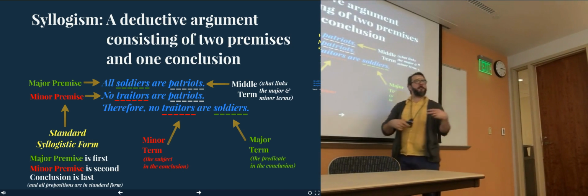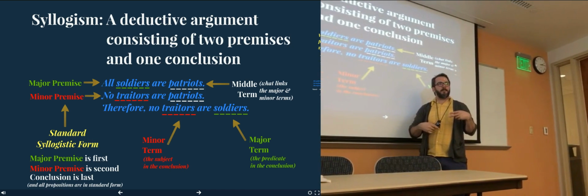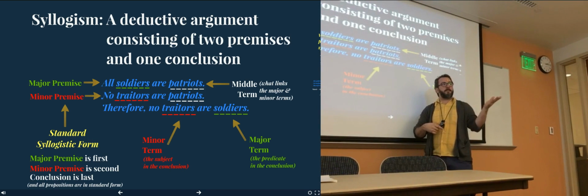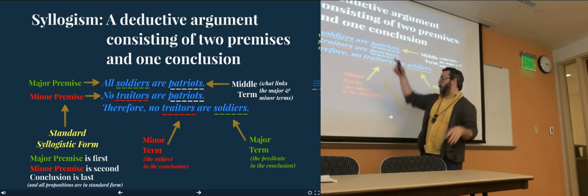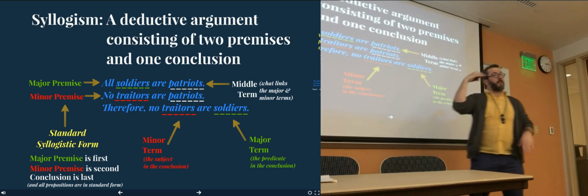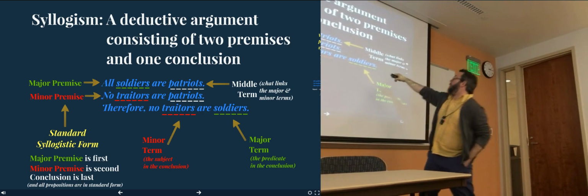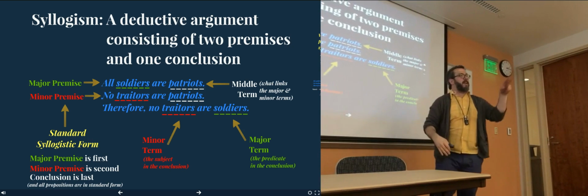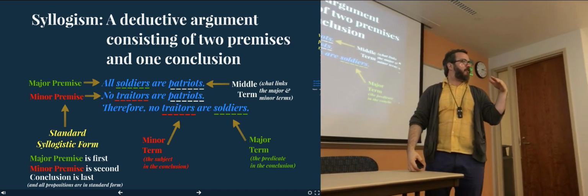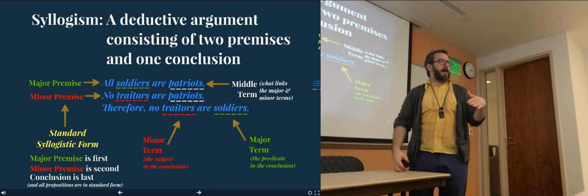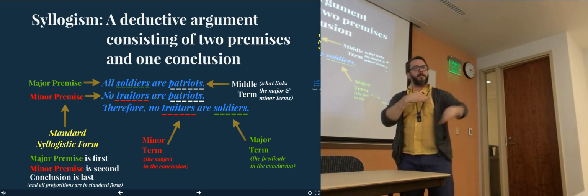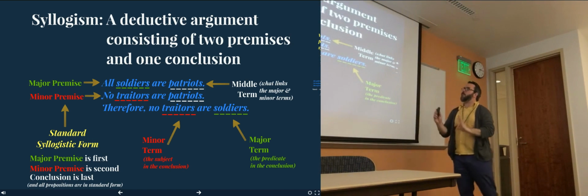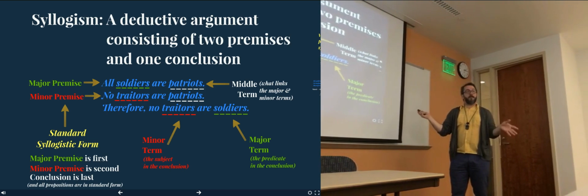How do I know which premise is my major premise? It's the one that has my major term, or the predicate of the conclusion, right? So the premise that has the same term as the predicate of my conclusion, that's my major premise. And in standard form, my major premise has to come first. My minor premise is going to come second, and then my conclusion is going to come third.